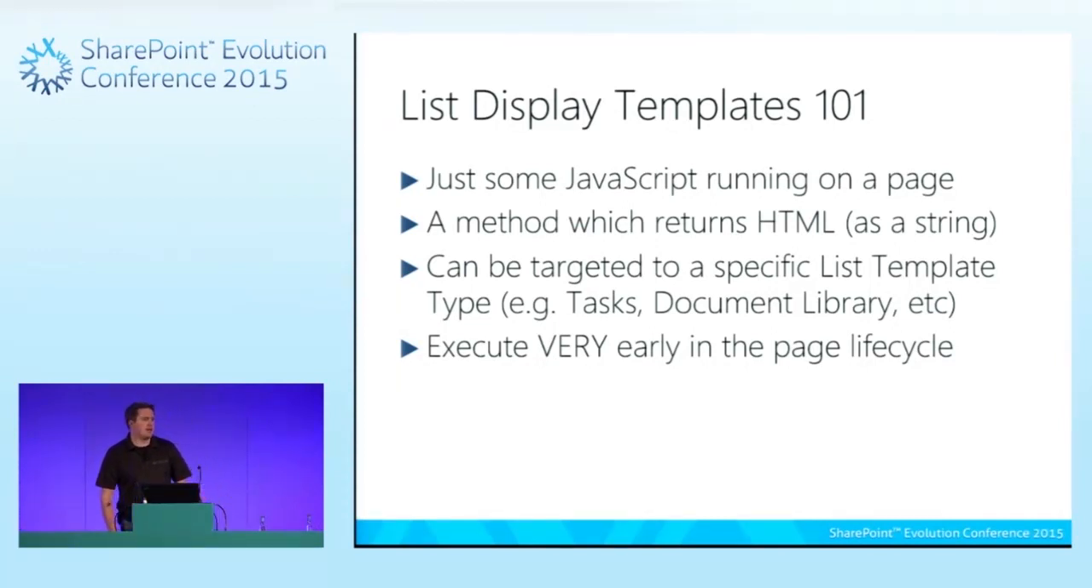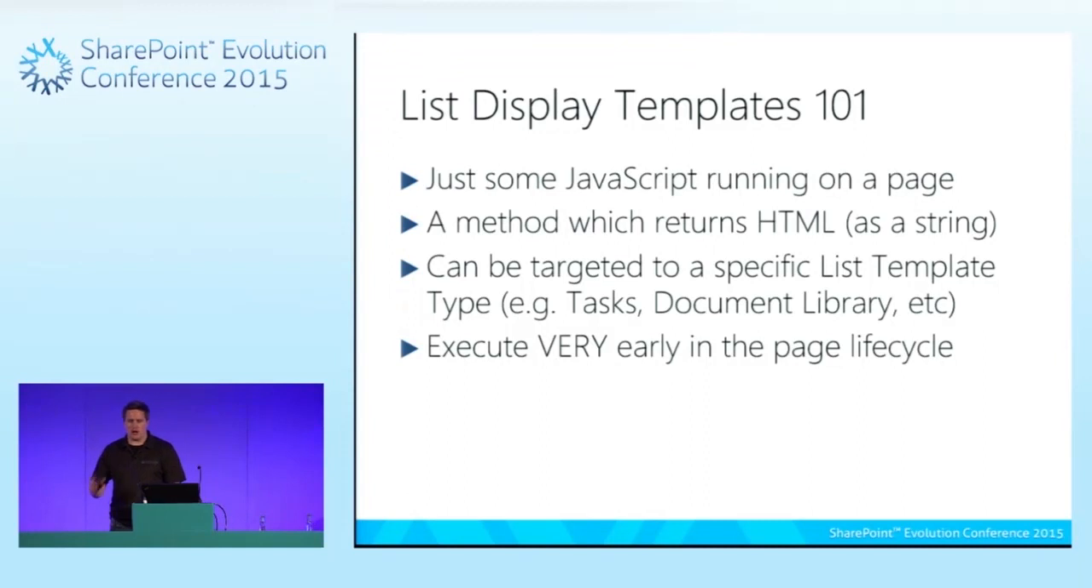And at the end of the day, a display template is some JavaScript that runs on a page that returns the HTML that you want to render as a string. Simple as that. Very, very basic, but you can make them as complex as you need them to be. And if we have time, we're going to have some pretty cool demos at the end with Google Maps and taxonomy fields and cascading drop-downs and all sorts of fun stuff.